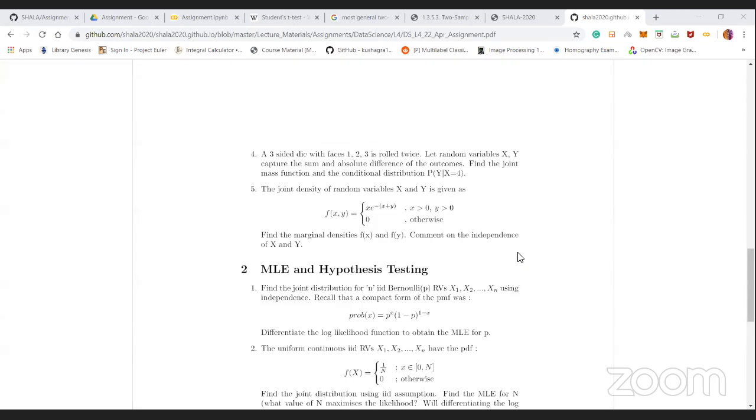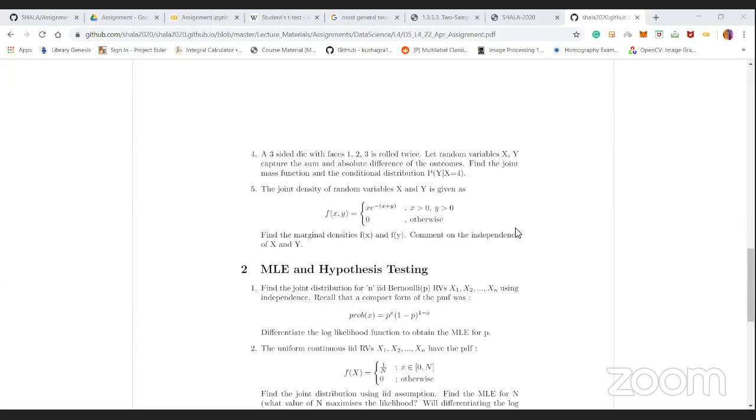Okay, so this is also similar to the dice question. So we have a three-sided die, so it takes values 1, 2, or 3, and it is rolled twice. And again, we are interested in the sum and also the absolute difference of the outcomes. So there are two random variables here. One is the sum of both, and one is mod of the difference of the two outcomes you get.